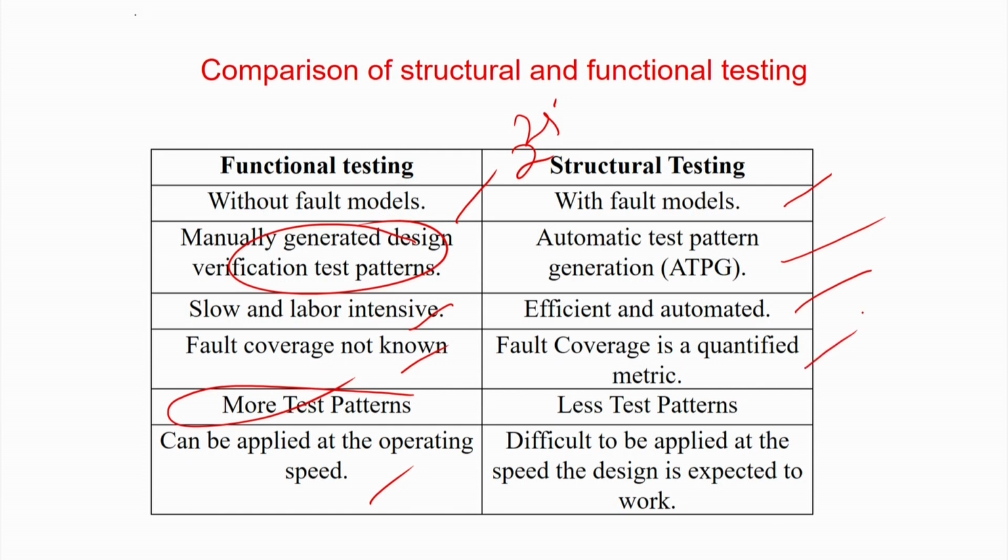That means, here if I say that I have functionally tested your circuit, what do I mean by that? Have you applied 2 to the power n? Not possible. Then you have to tell that the engineer knows the functionality of the circuit and he has applied the most important test patterns to check it. So, there is no quantitative verification, no quantitative guarantee.